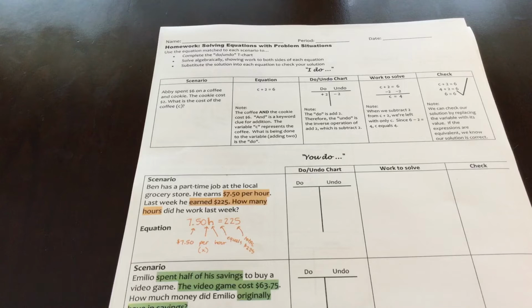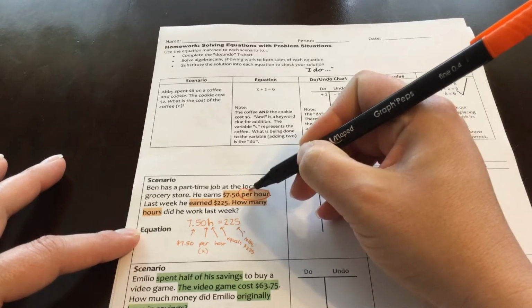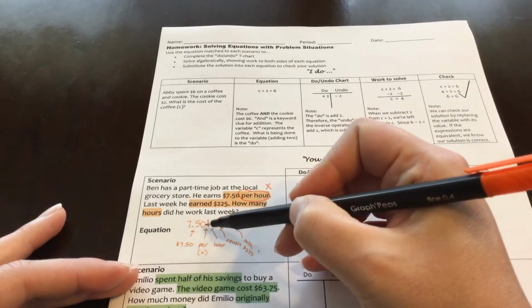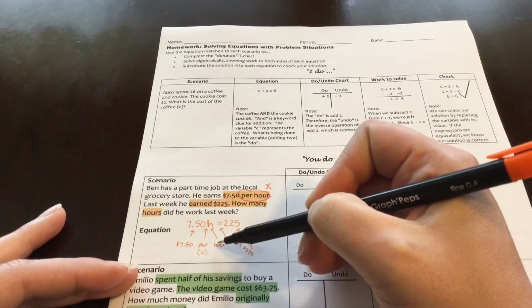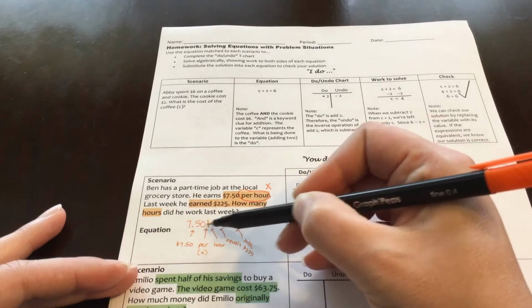The first scenario that you were given said Ben has a part-time job at the local grocery store. He earns $7.50 per hour. Last week he earned $225. How many hours did he work last week? The equation that should match with that is the multiplication equation, because it had the phrase per hour, and that is multiplicative language. So I took the $7.50 and I let H represent hours, and because per means multiply, I just made them touch because that means multiplication when a coefficient and a variable touch like that.